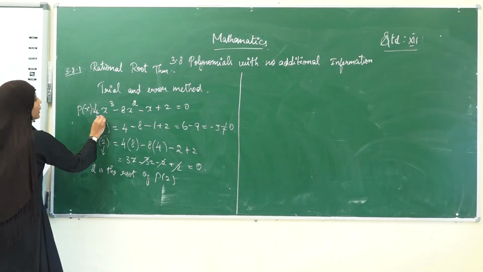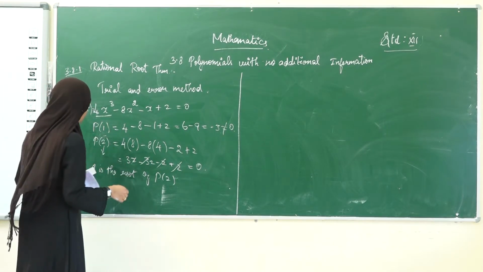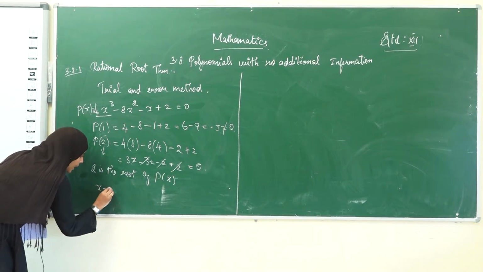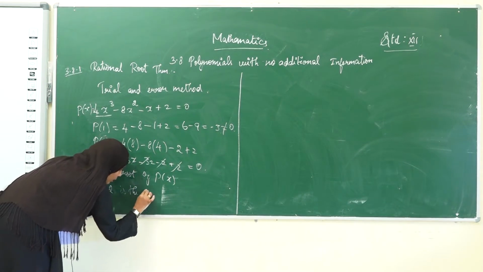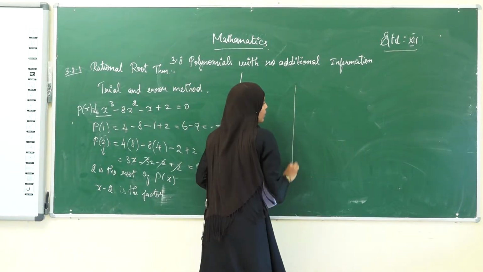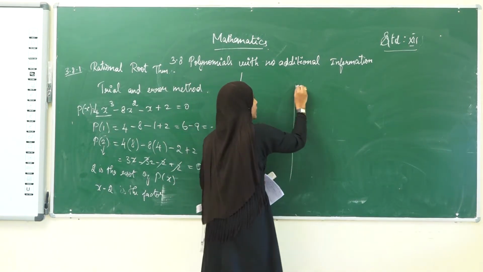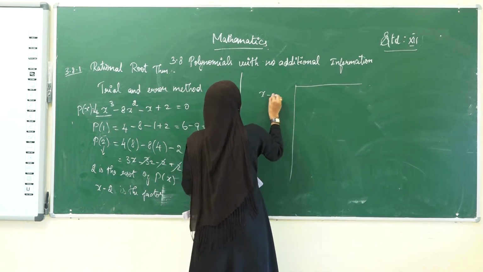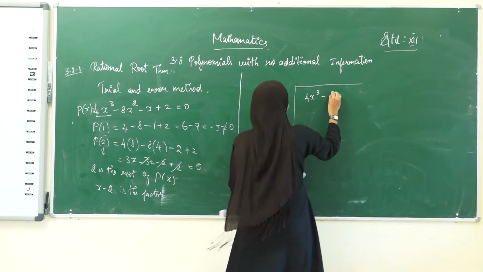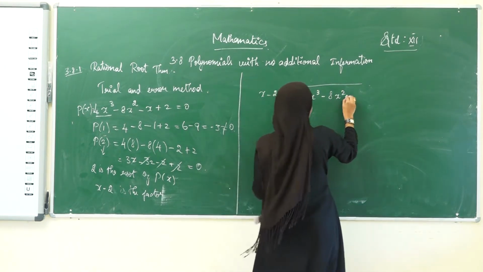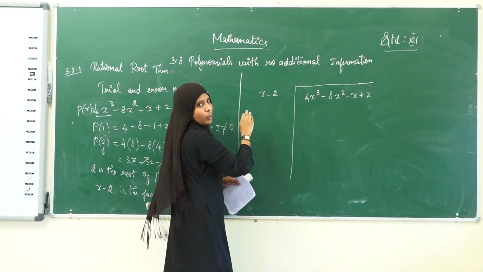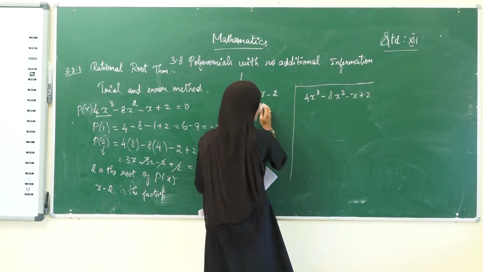Since this is a cubic equation, we have to find 3 roots. Since 2 is a root of p of x, what can we say? x minus 2 is a factor. If we find the factor, we can solve this equation. How can we solve? We have studied in the last classes. This can be done using the long division method. We have to divide the given polynomial, 4x cube minus 8x square minus x plus 2, by the factor that we have found, that is x minus 2. Let us do this division.